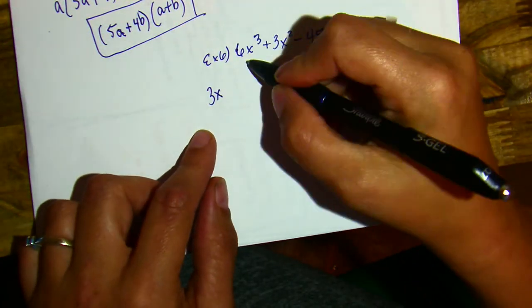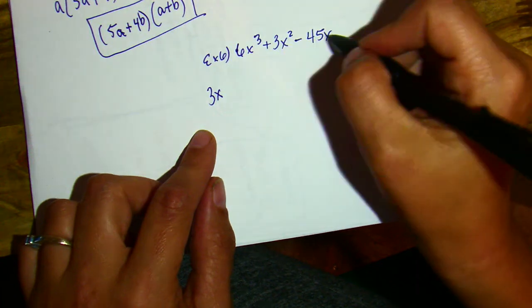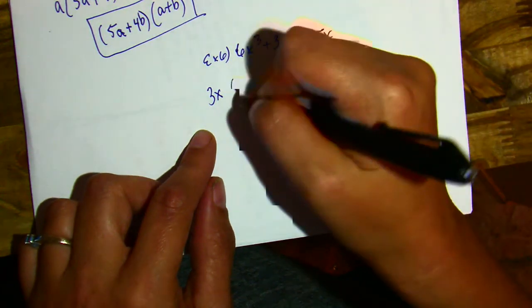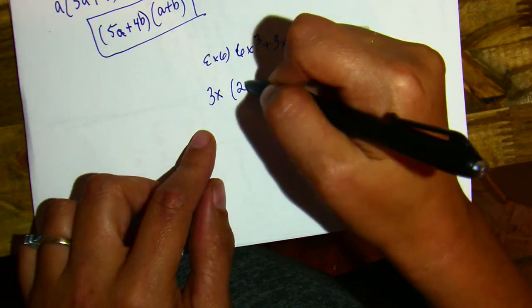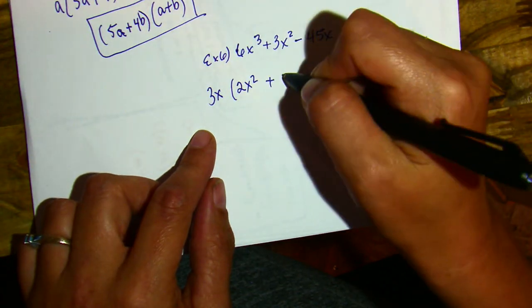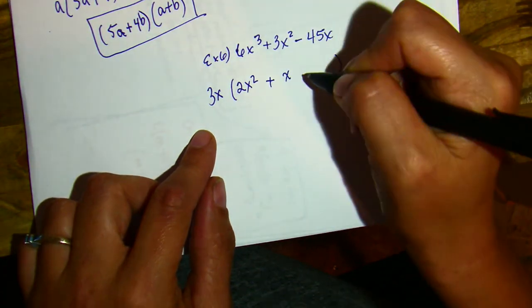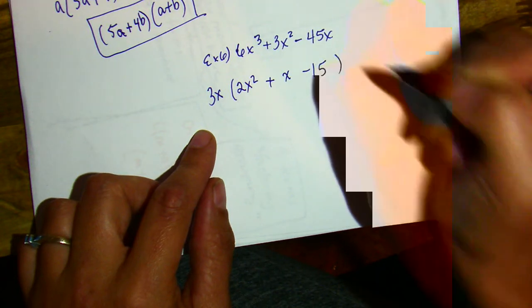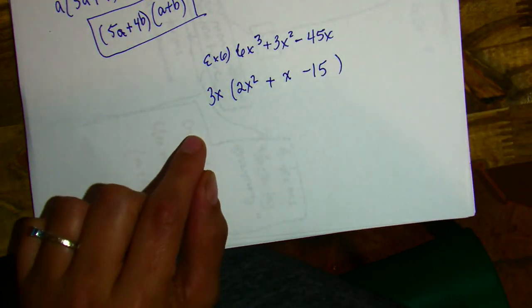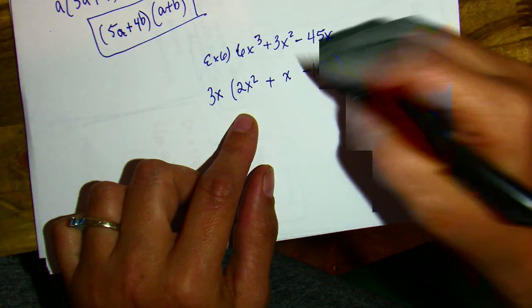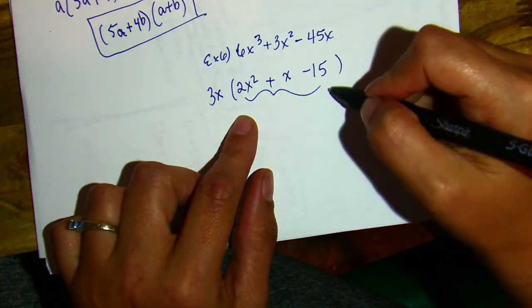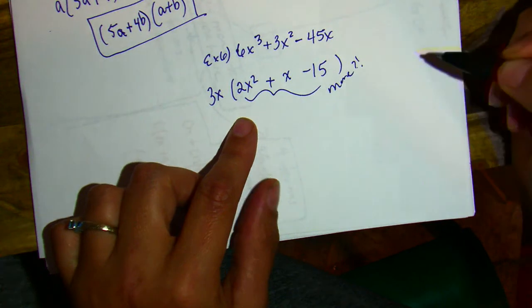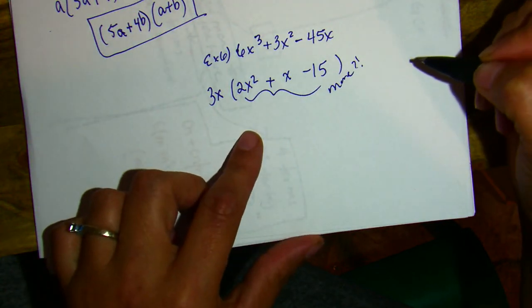3x. What I'm going to do here is divide each of these by 3x, or I'm going to do the reverse of the distributive property, and I need 3 terms inside here. So this would give me 2x squared plus x minus 15. And now I ask myself what the inside part is, can I factor this anymore, right? Can I factor this more? And we should always try. We should always try to factor more.